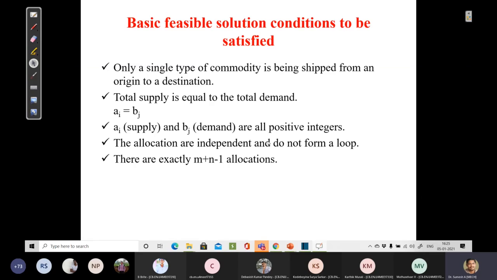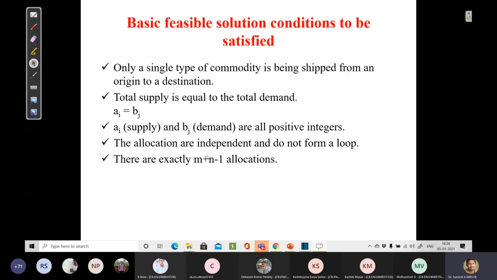This part I'll come to while solving the optimality. If this is not satisfied, we normally call it a degenerate problem. M is the number of columns, n is the number of rows. So number of rows plus number of columns minus 1, that much allocation should be there in a problem. Otherwise the problem is called degenerate. So degeneracy may come. There are methods to overcome degeneracy, also explained in the transportation problem, that we will discuss in the coming classes.